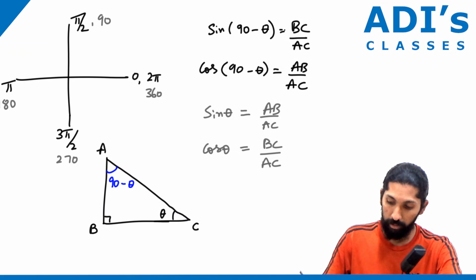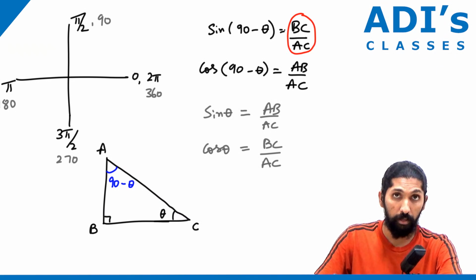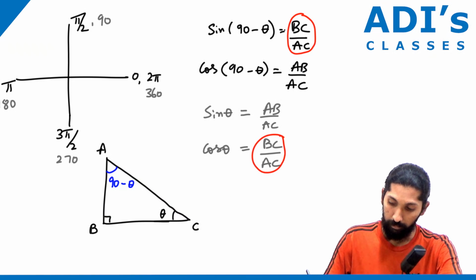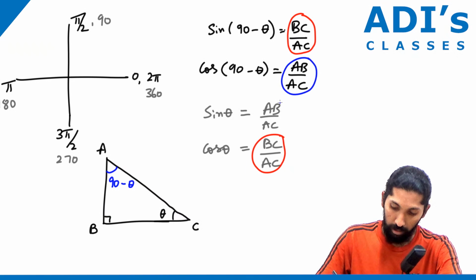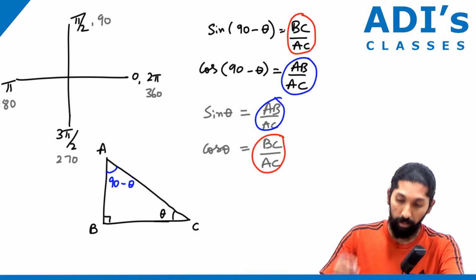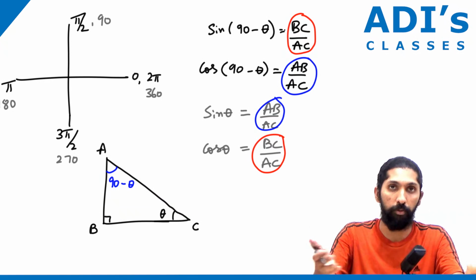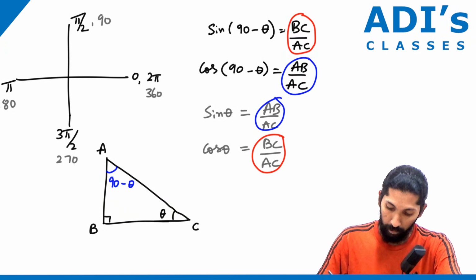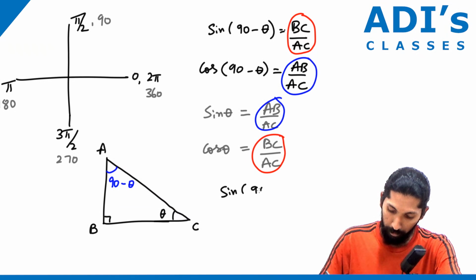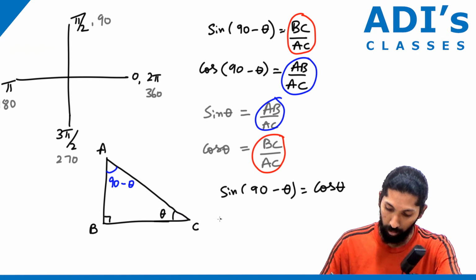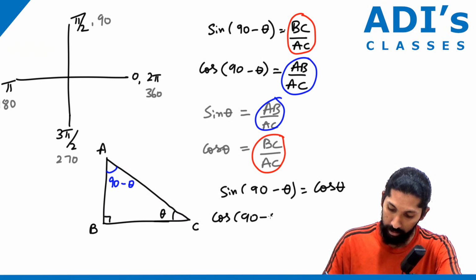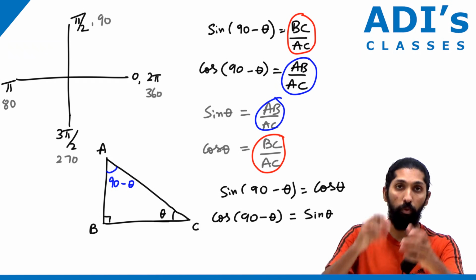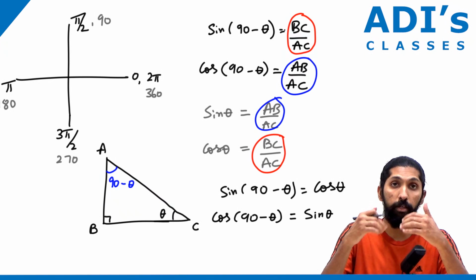Now, I want you to understand this one. See this BC by AC, and here AB by AC. Now just equate them. When you equate both of them, what are you going to get? Sine of 90 minus theta is equal to cos theta, and cos of 90 minus theta is equal to sine theta. So now what we get here is the complementary.